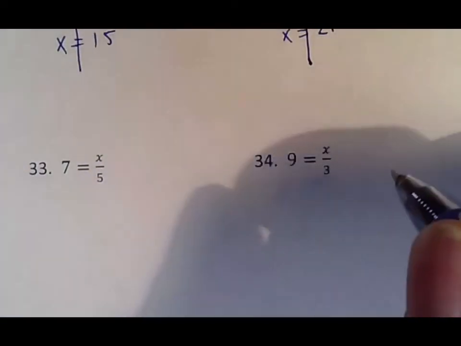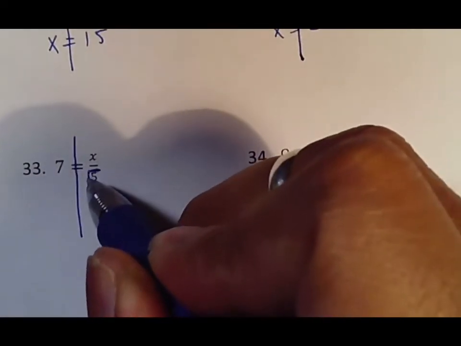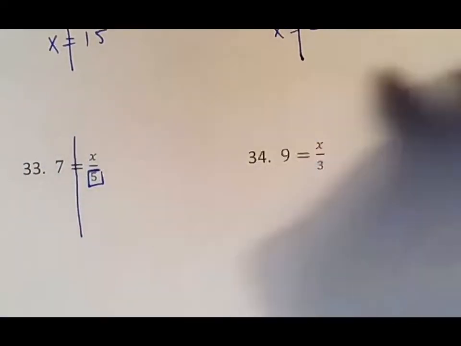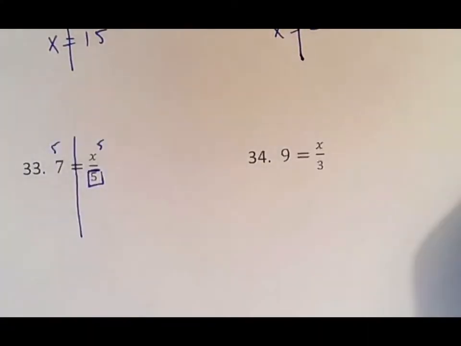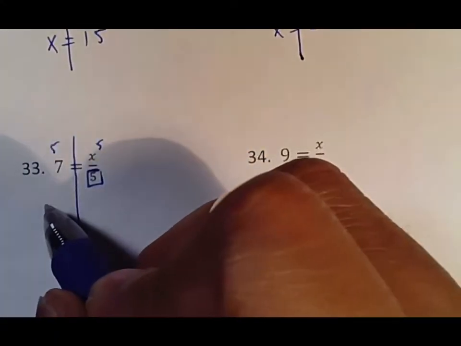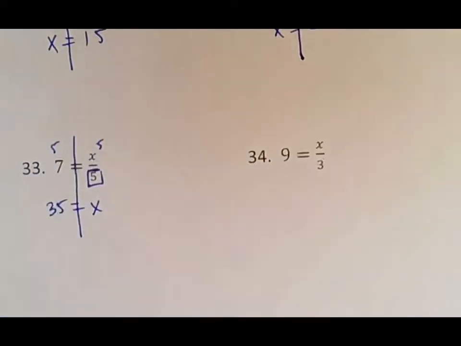33. 7 equals x over 5. Our wall is here. The number with x is 5. This is x divided by 5. So the way I get rid of that 5 is by multiplying by 5. 5 times 7 is 35. X comes down because those 5s are gone. And that is all.